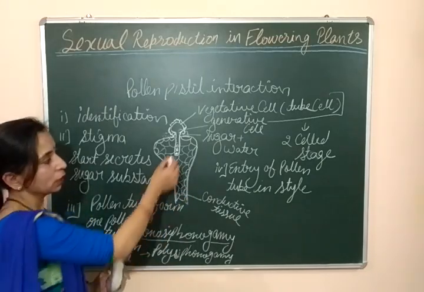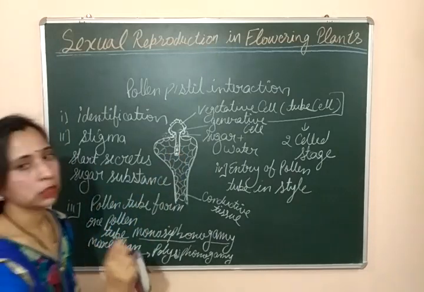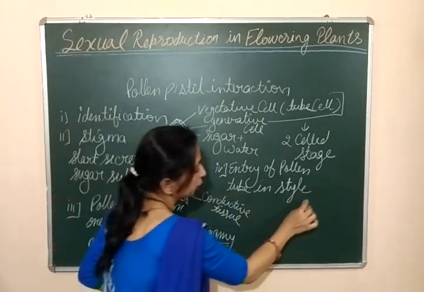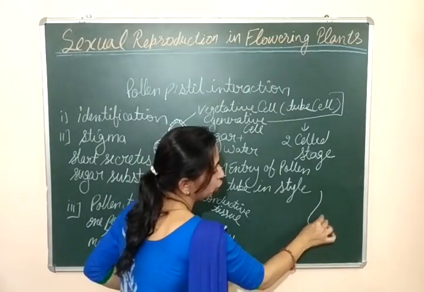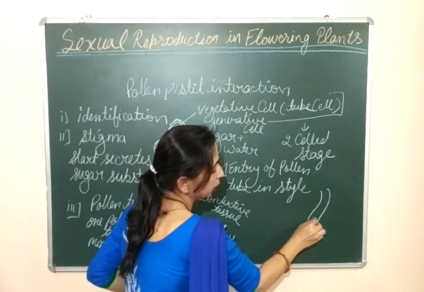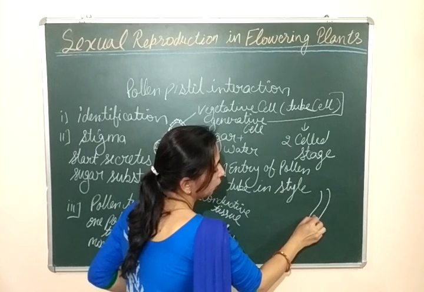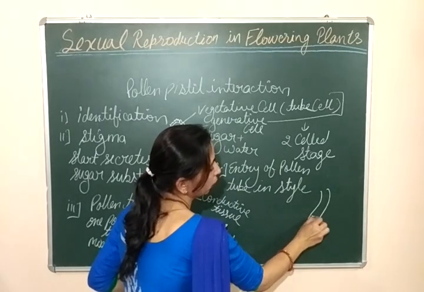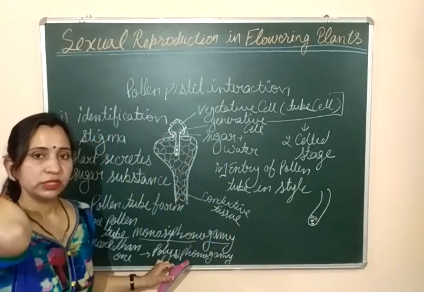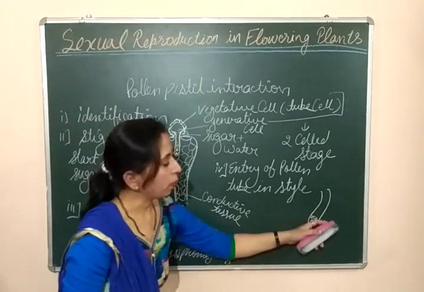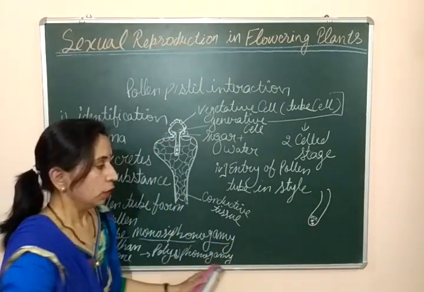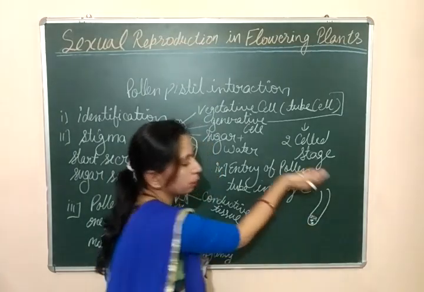Now let's see what happens when pollen tube moves inside the style. So all the content, now let's see, we are drawing pollen tube here. It has one male gamete, second male gamete, and all the material or the cytoplasm of vegetative cell is also there. When this pollen tube enters inside this style, all the content does not get back.